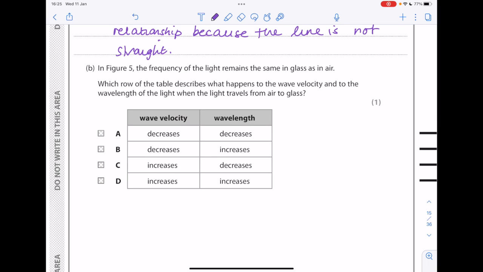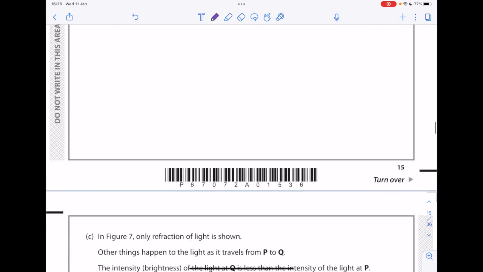In figure 5, the frequency of the light remains the same in glass as in air. Which row of the table describes what happens to the wave velocity and to the wavelength of the light when the light travels from air to glass? So it's going to slow down. So if the wave velocity decreases, what's going to happen to the wavelength? Remember, the waves get closer together when they slow down. So that's why the answer here is A.